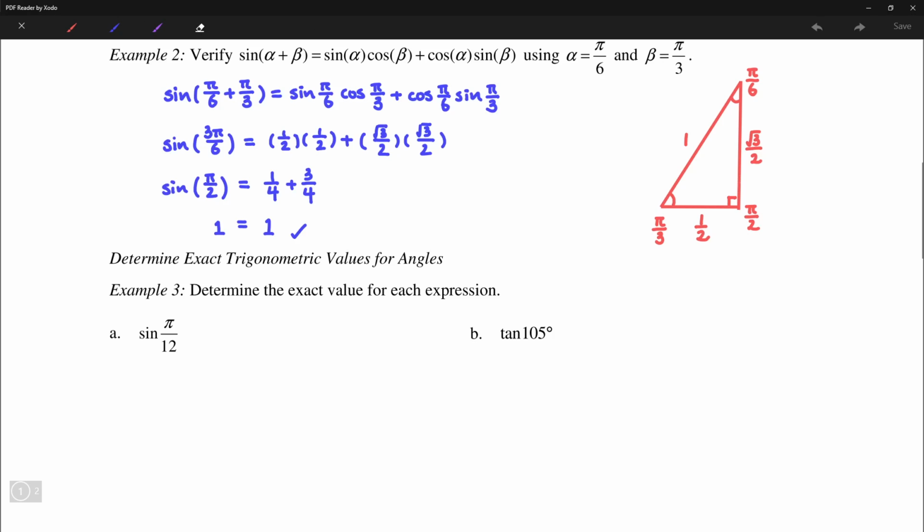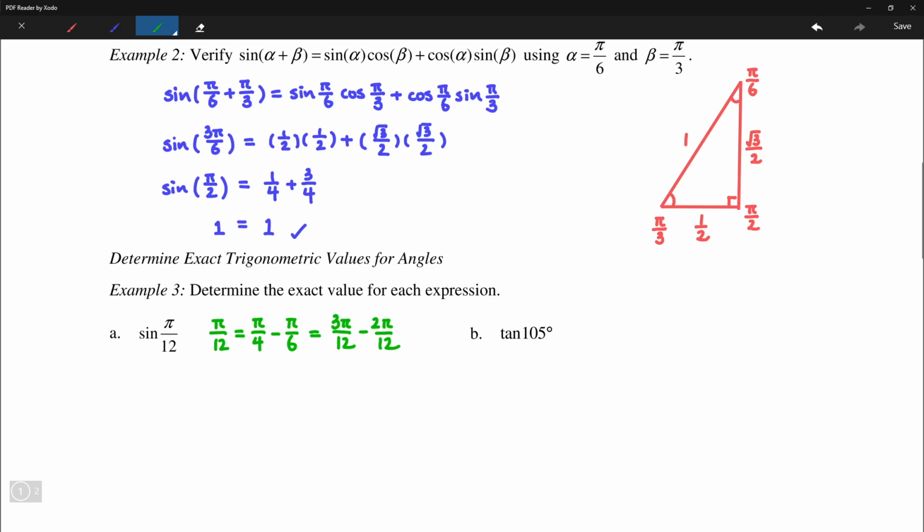Okay, consider first sine pi over 12. So pi over 12 is not in either of the special triangles, really, there are only two. But suppose we rewrite pi over 12 like this. We can rewrite pi over 12 as pi over 4 minus pi over 6. Right? Since if we rewrite these two with a common denominator, we'll have 3 pi over 12 minus 2 pi over 12, which of course is pi over 12.